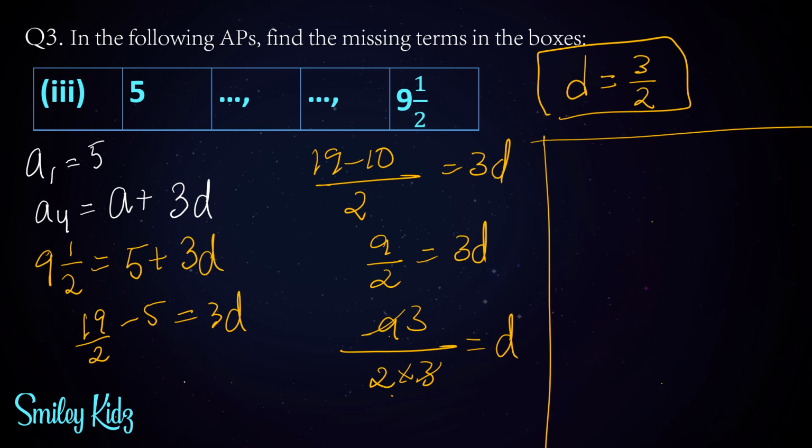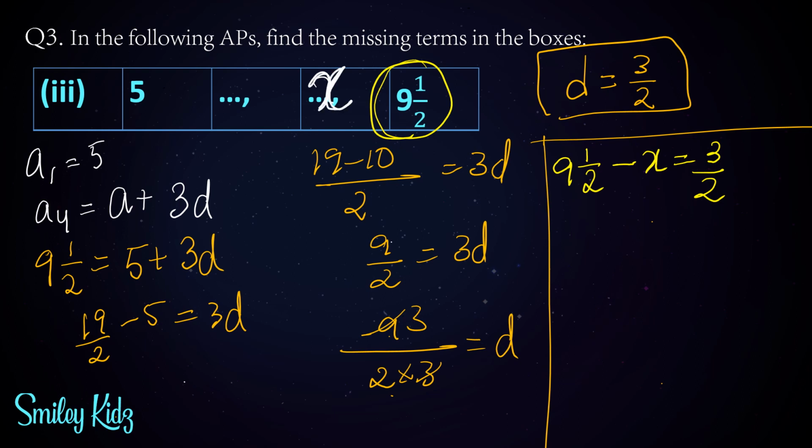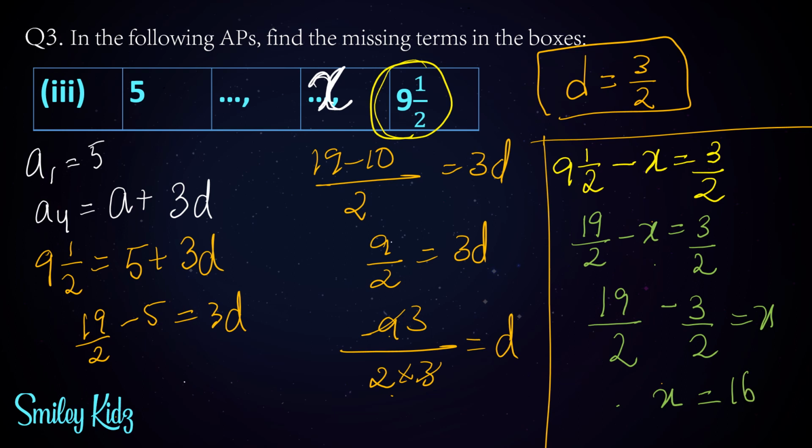Now when the value of d is 3 upon 2, I can extract these terms, isn't it? So now 9 1 upon 2 minus x is equal to 3 upon 2. I have made the second unknown value as x. So the common difference will be what? A4 minus A3 is equal to 3 upon 2, which is nothing but 9 1 upon 2 minus x is equal to 3 upon 2. Now we get 19 upon 2 minus x is equal to 3 upon 2. Now this is 19 upon 2 minus 3 upon 2 equals x, and the value of x turns out to be 16 upon 2, which is 8.